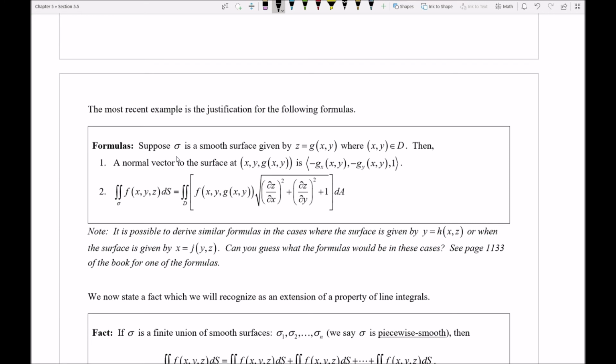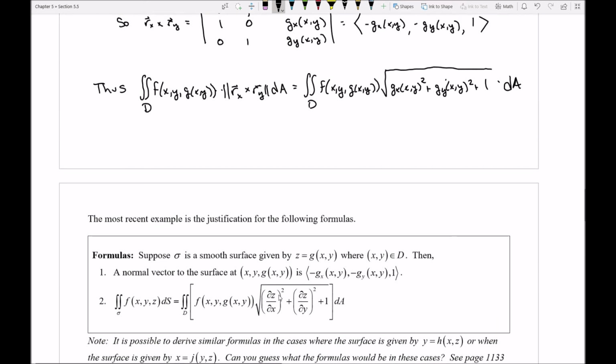This most recent example ultimately justifies the following. If sigma is a smooth surface that's given by some function z, then we could state a couple things. One, a normal vector to that surface is given by this here. Notice that was my cross product that we had established up above. So that would create a normal vector. But it's also the case that I can just write down a conversion of the surface integral. Don't be alarmed here by the partials. Notice that this is the same thing as saying my partial with respect to x of g, squared, because again, z and g are the exact same thing.